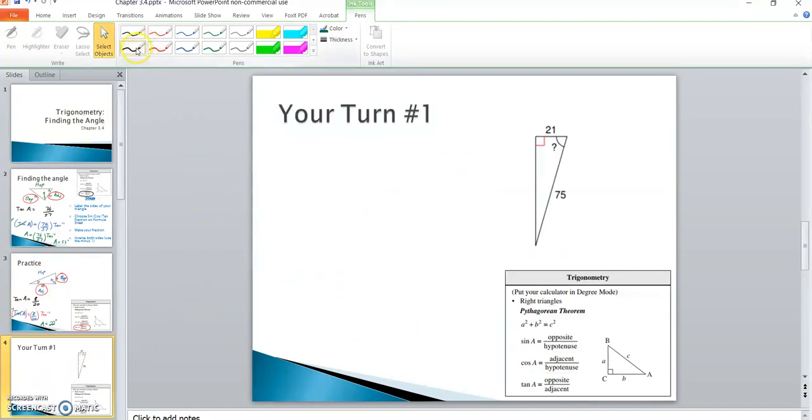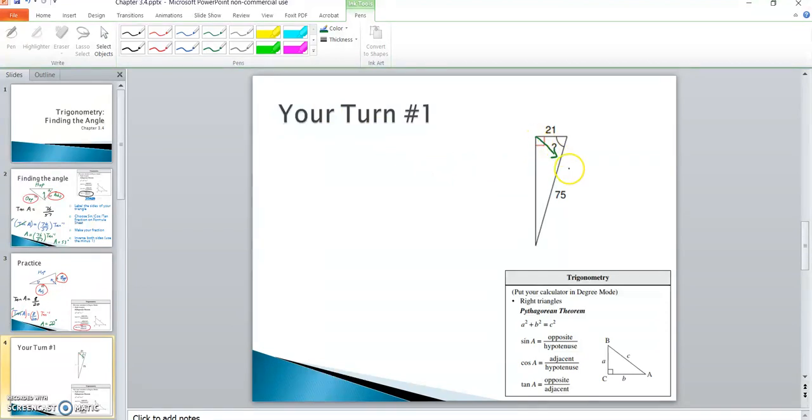All right, for this one, I would like you to label your triangle and then choose which fraction we're going to use. So go ahead and pause the video and do those 2 steps. Okay.